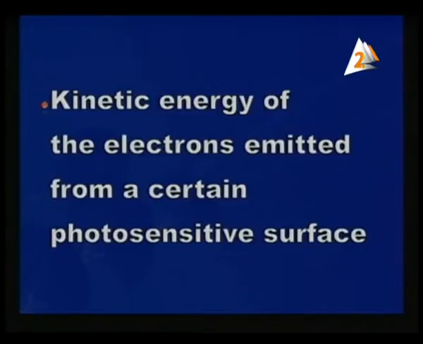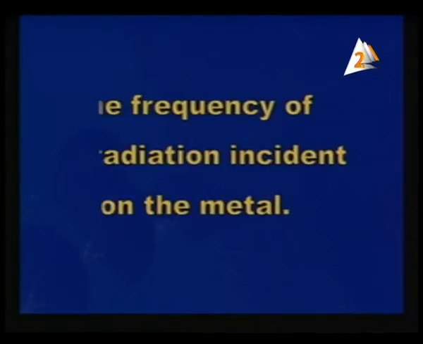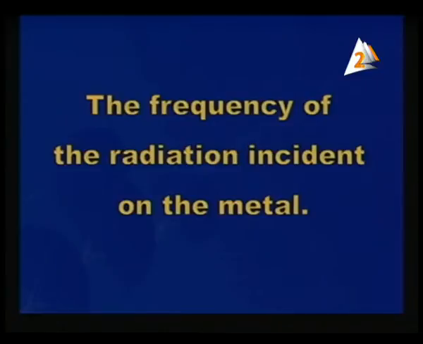Factors affecting kinetic energy of the electrons emitted from a certain photosensitive source. Kinetic energy of the electrons emitted from a source. It is the frequency of the incident radiation. So once again, we want you to mention the factors affecting the kinetic energy of the electrons emitted from a certain photosensitive source. It is the frequency of the radiation incident on the metal.